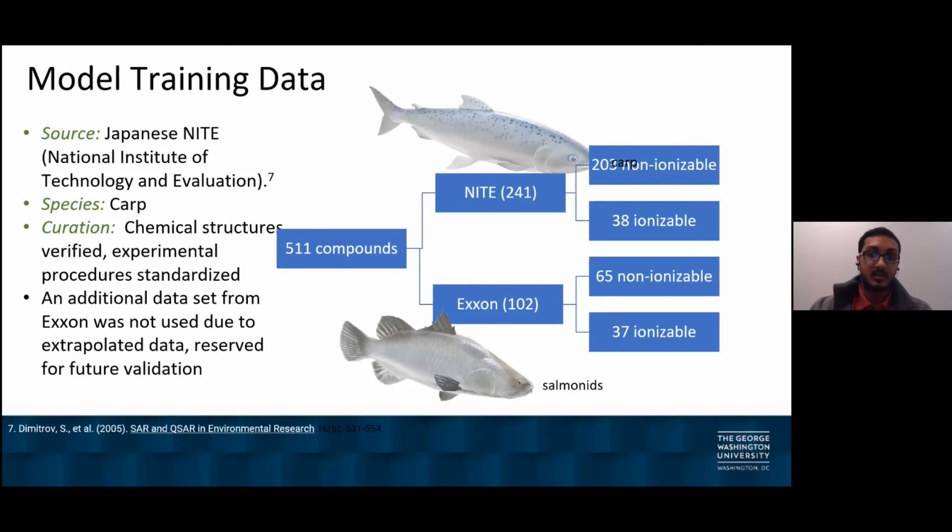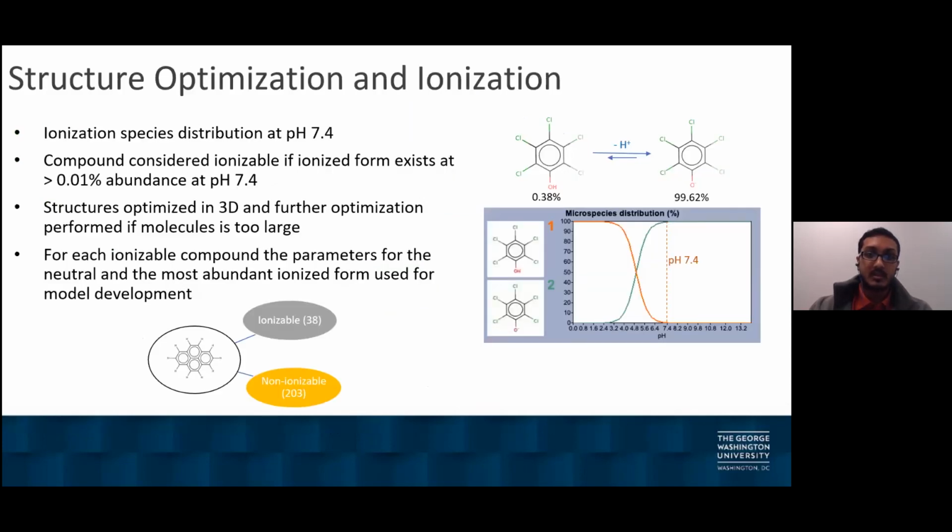Of the 241 compounds of the NITE set that we looked at, 203 were neutral and 38 were ionizable at a physiological pH of 7.4. So looking closer at the ionizable species, we went through the data set and looked at compounds and their ionization species distribution. We needed a reasonable cutoff, so we considered a compound ionizable if a form exists at greater than 0.01% abundance.